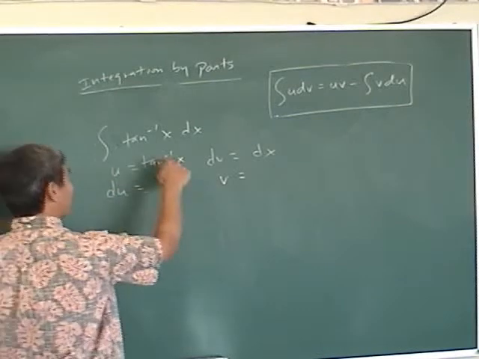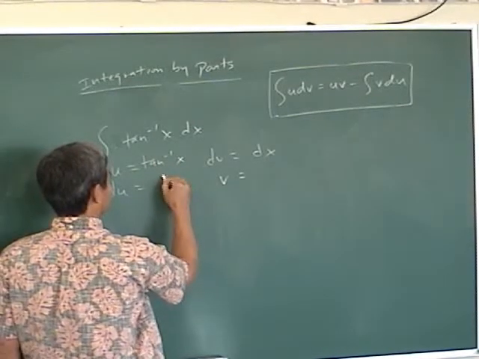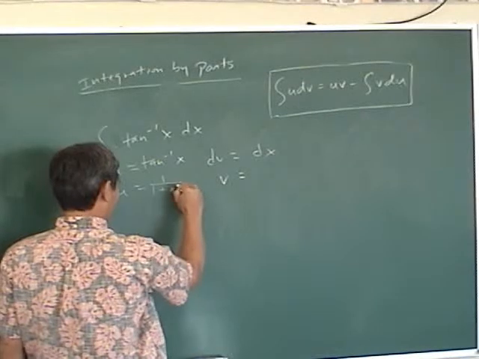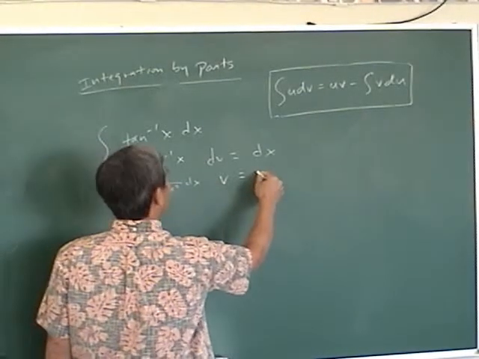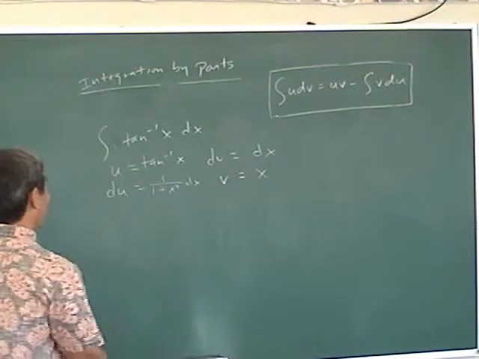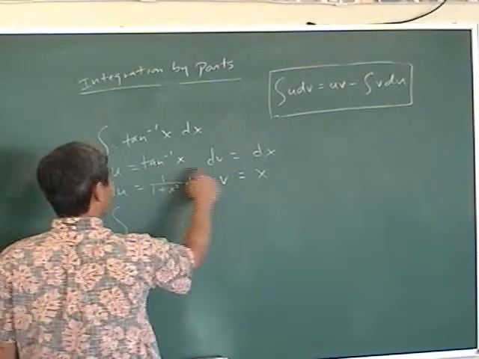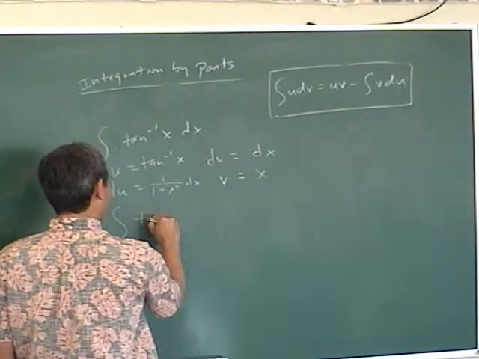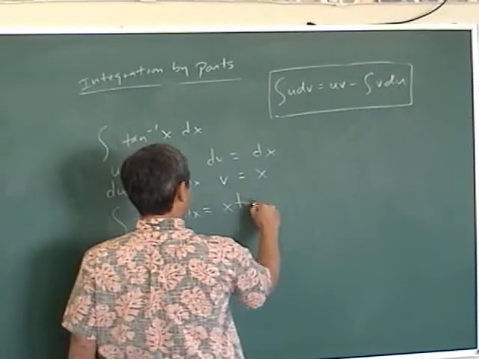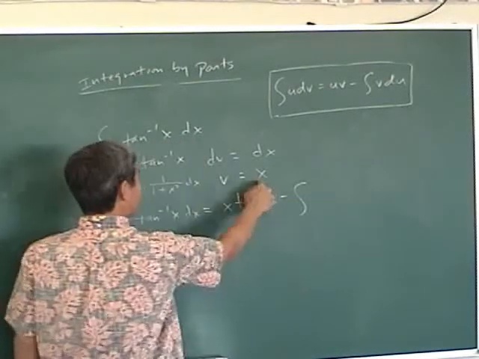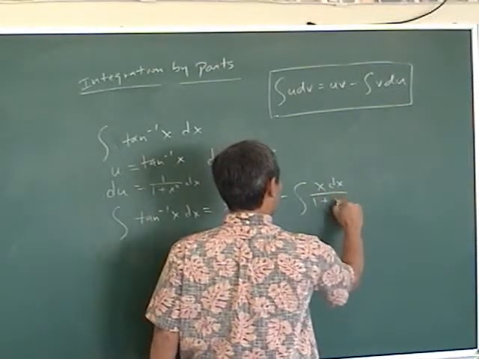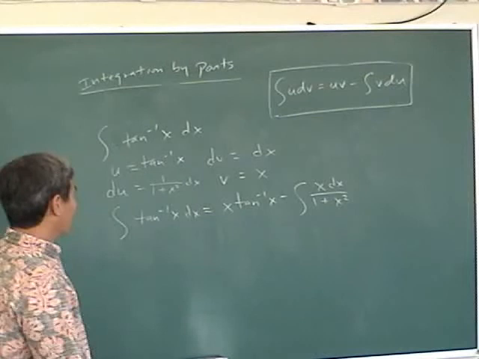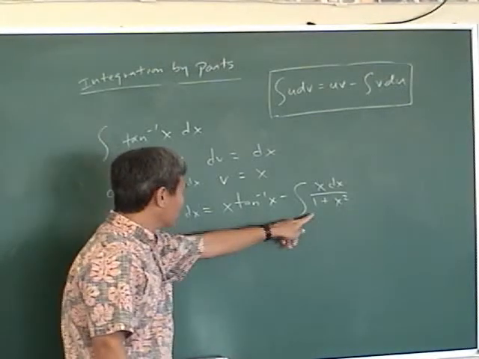Okay, fill in the chart. du is the derivative of this, 1 over x squared plus 1, dx. And then what's the antiderivative of 1? Okay, so use that formula. The integral of u dv, which is the thing you're trying to find, is equal to u times v minus the integral of v times du. This times this: x dx over 1 plus x squared. So in order to do this integral, you got to be able to do this integral.